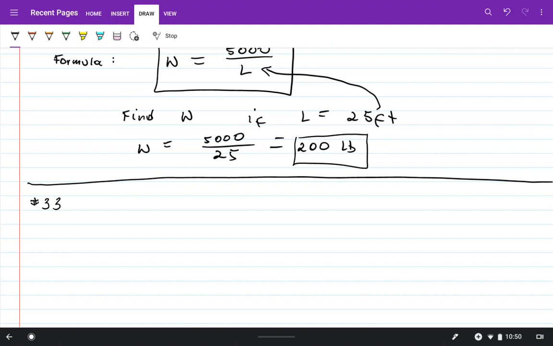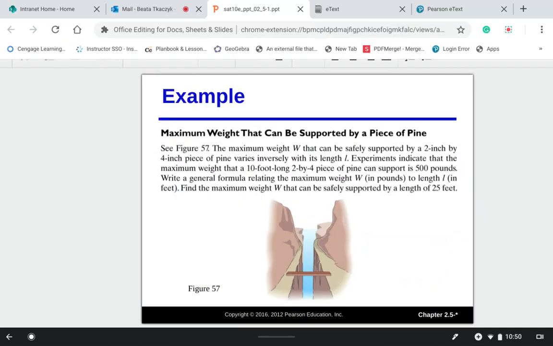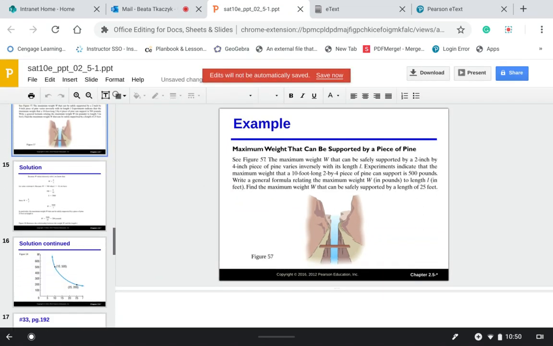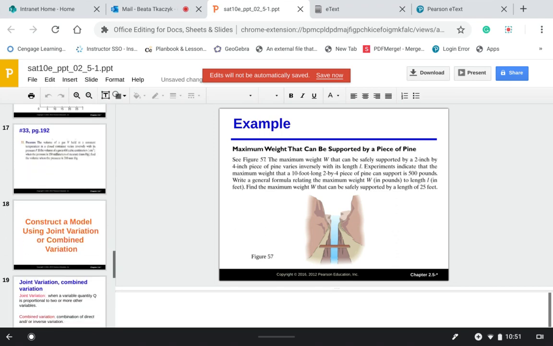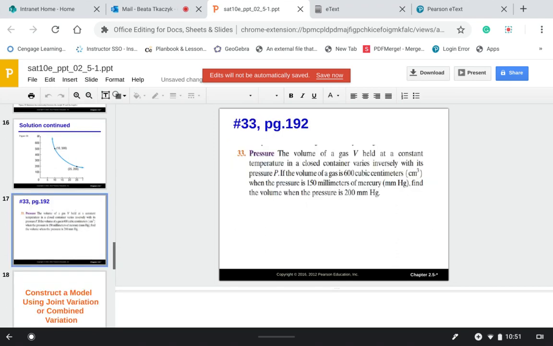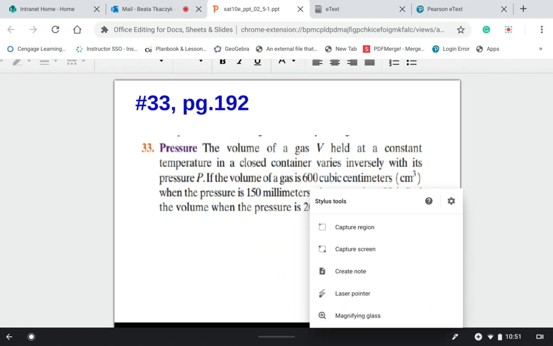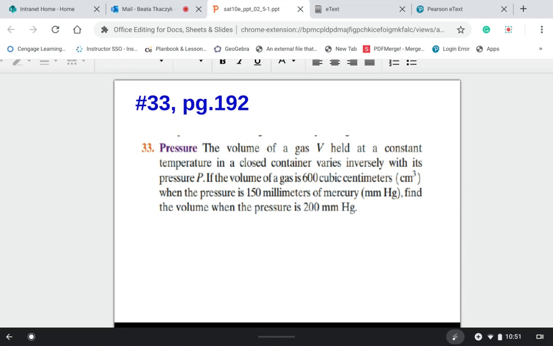Number 33 from your textbook, from page 192. And you guys have this problem on the PowerPoint. Here, that's the one. So number 33 from page 192. Let's just read that problem first. The volume of a gas V.